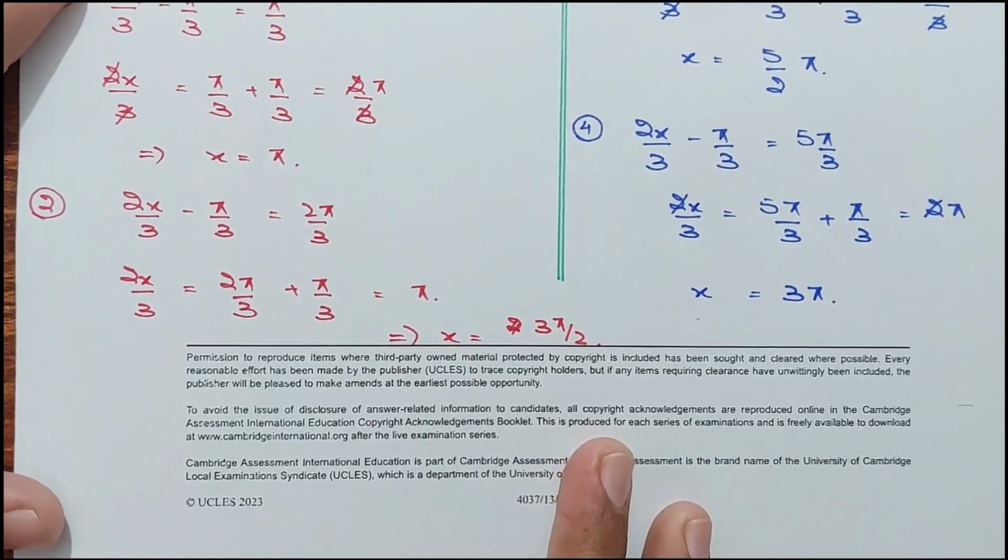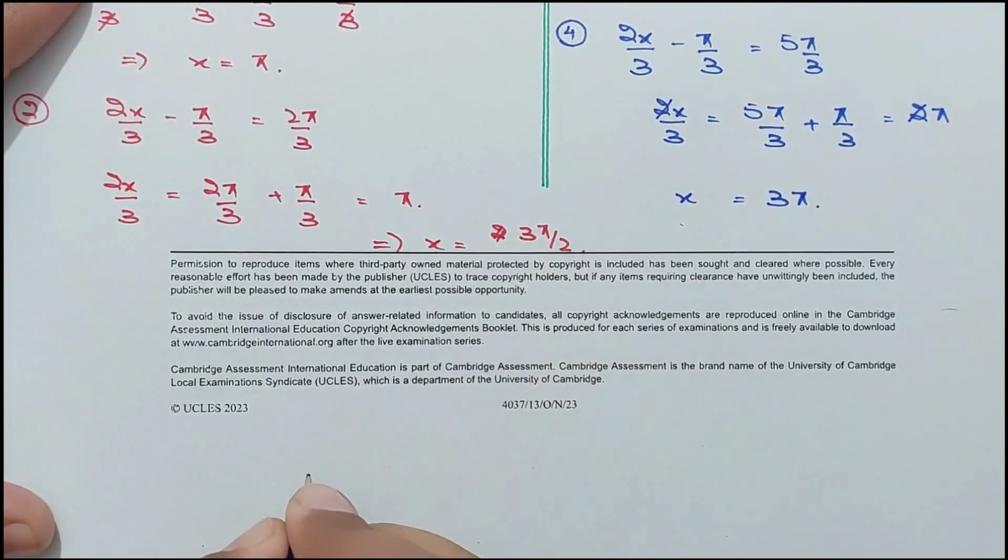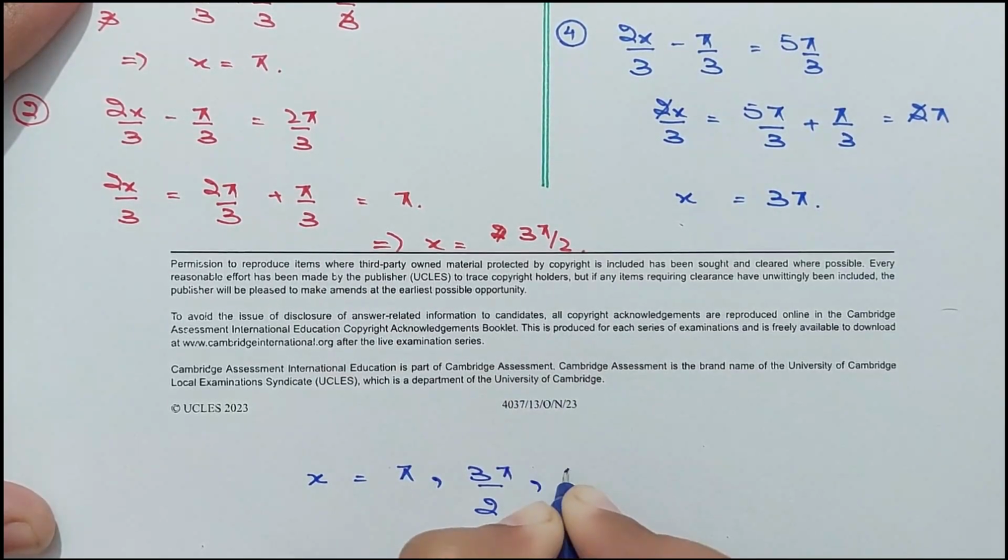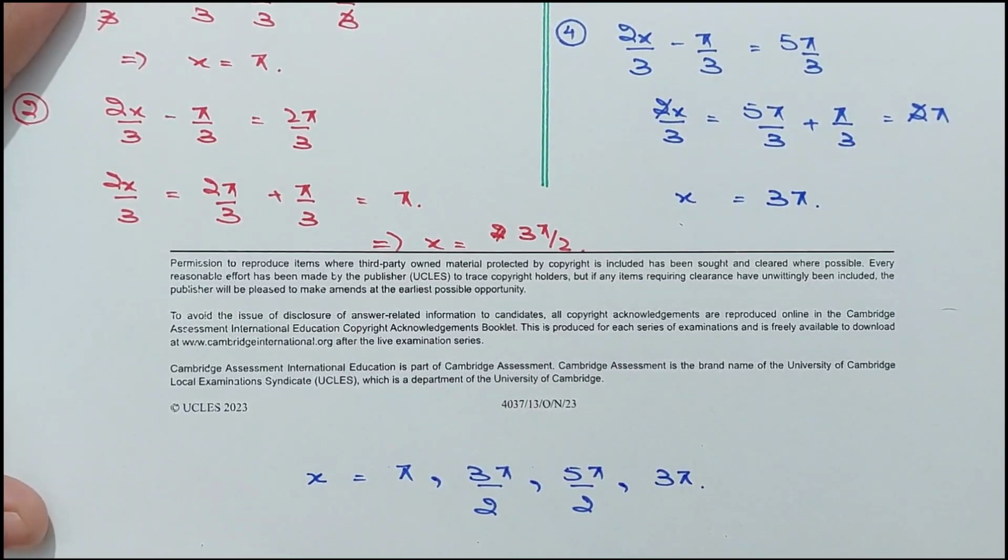So we can say all the solutions of x, let me write over here, x is equal to pi, 3 pi by 2, 5 pi by 2, and 3 pi. So these are the 4 solutions that belong to the range, right? So that was the last question of our paper.